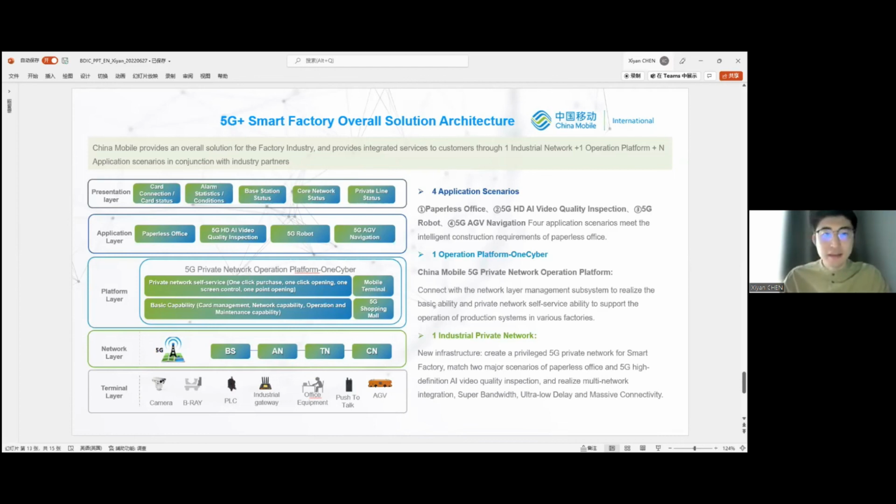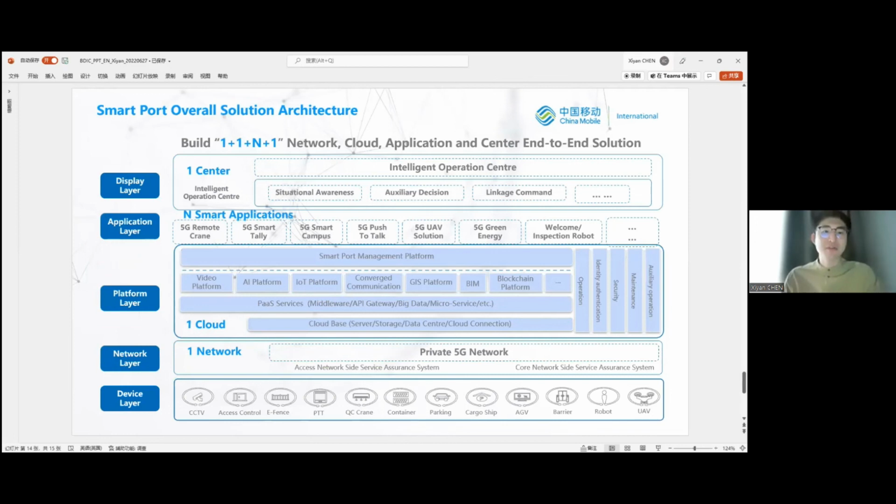Second, the case study is a smart port solution. And in this solution, we build a 1 + 1 + n + 1, which means one network, one cloud, n applications, and one center end-to-end solution.